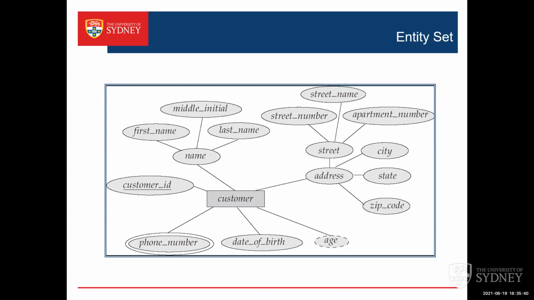Okay, let me throw one question. What are the composite attributes in this customer table? Which ones are the composite attributes in this customer table?